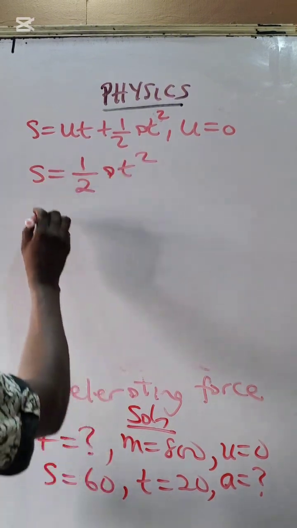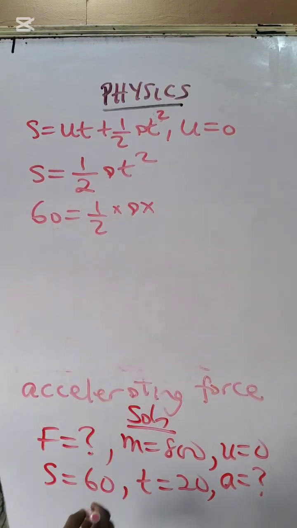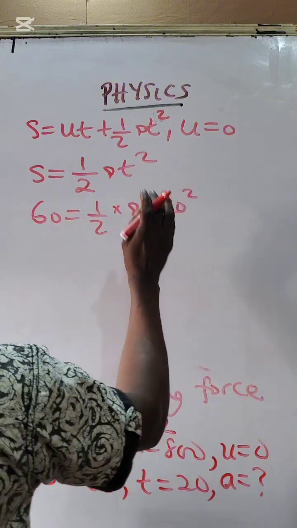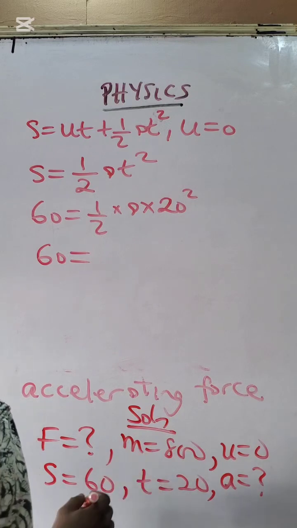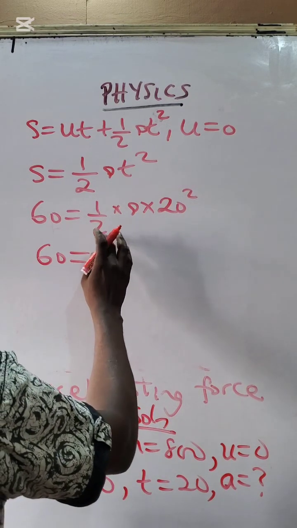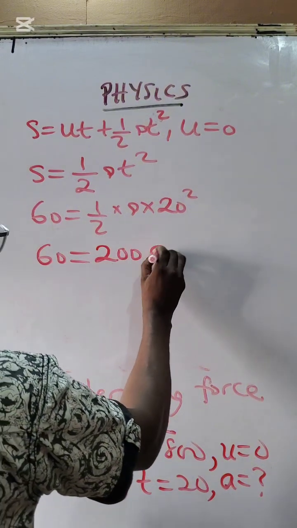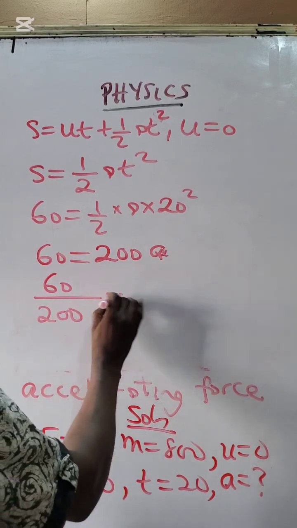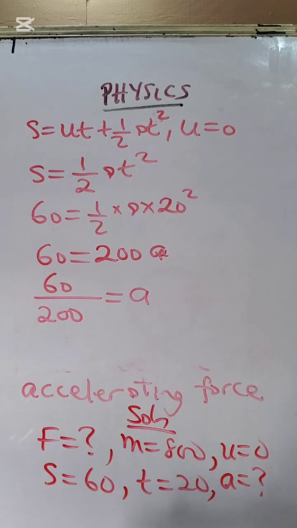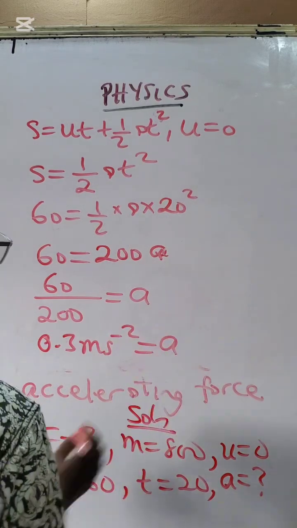The distance is 60. Then we have half times a times t squared, with t equal to 20. So we have 60 equals half times a times 20 squared, that is 20 times 20, which gives us 400. 400 divided by 2 gives us 200. So we have 200 a. Divide both sides by 200, and that will give us the acceleration: 0.3 meters per second squared. That will be the acceleration.